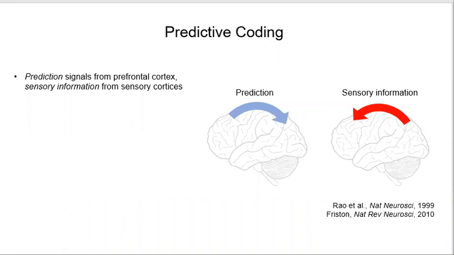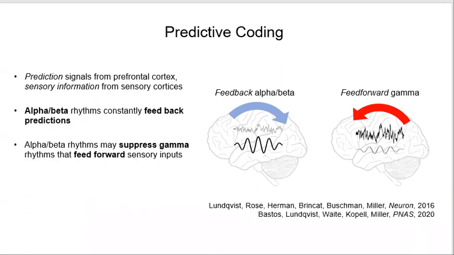Briefly, in the predictive coding model, prediction signals originate in the prefrontal cortex and are sent to lower cortical areas. Sensory information, of course, originates in sensory regions such as visual cortex and propagates up the cortical hierarchy. Previous work from our lab has shown that prediction signals are carried via alpha and beta rhythms, which feed back to lower cortical areas. These represent our brain's internal model of the world. These alpha and beta rhythms may also suppress gamma rhythms that feed forward sensory inputs.